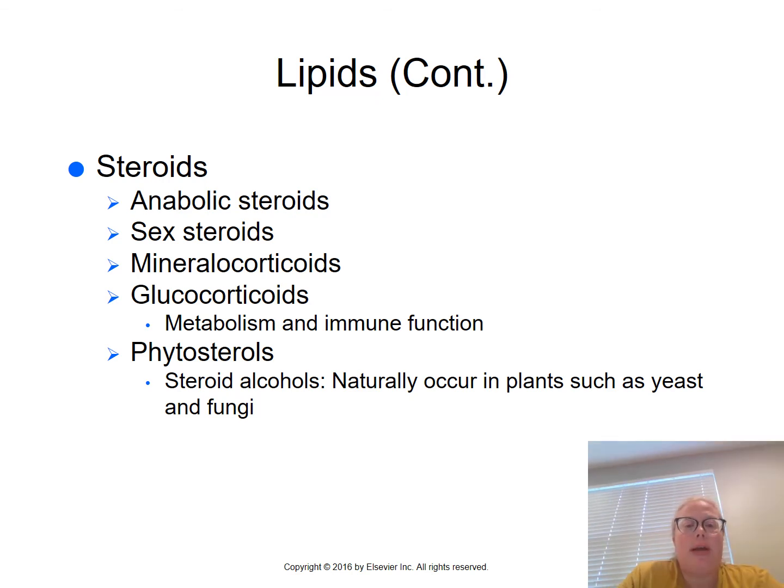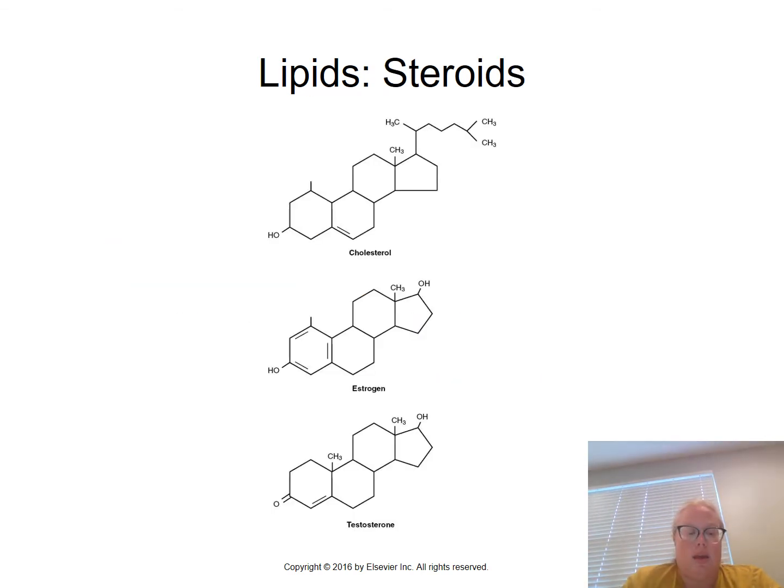Another type of steroid is a phytosterol. Plants contain a wide range of phytosterols that are a structural component in their cell membrane and serve the same function as cholesterol does in animal cells. So if you look here, you see various steroid models that are shown, all with 4 fused carbon rings, but differing in their functional groups. So you see cholesterol, estrogen, and testosterone.